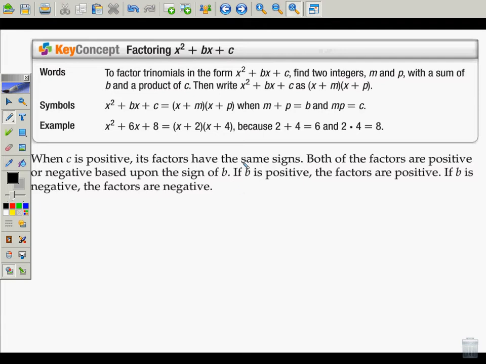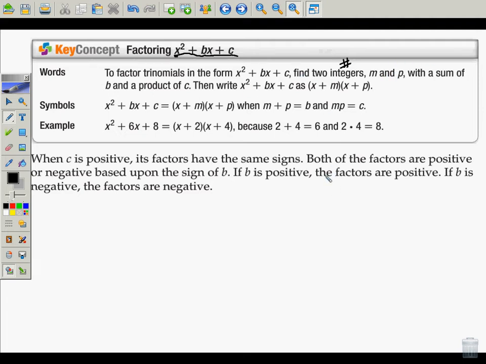So the main thing we're working on is factoring x squared plus bx plus c. Remember, this is a quadratic equation, a quadratic function, because we have that squared term, and this would be a trinomial. To factor trinomials in the form x squared plus bx plus c, we want to find two integers. Just remember, integers is the same thing as a number. So we're finding two numbers, m and p, with the sum of b and a product of c.